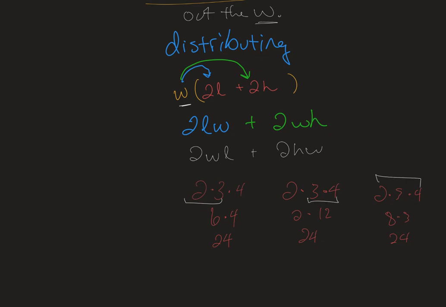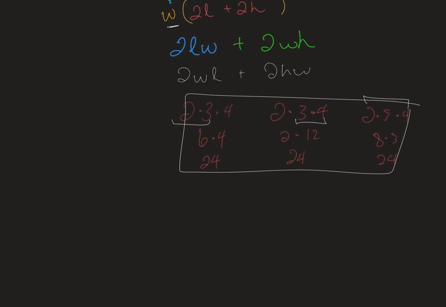Commutative property works for multiplication. We could switch them around. So that's why all of these are the same. And yes, I didn't write them in different order, but 2, 3, 4 is the same as 3, 4, 2 is the same as 2, 4, 3.